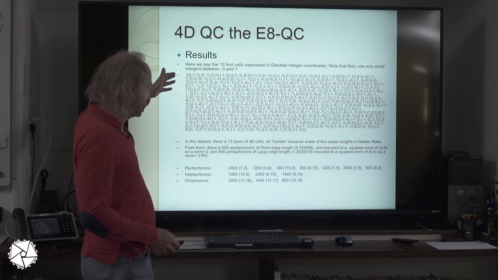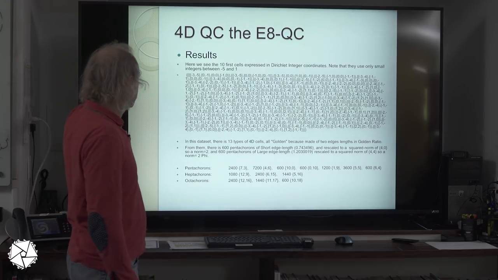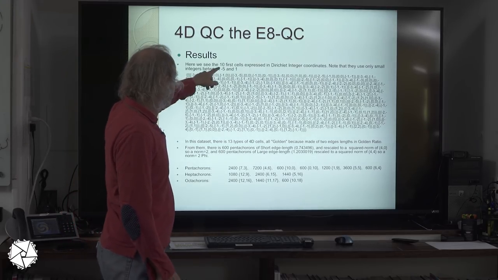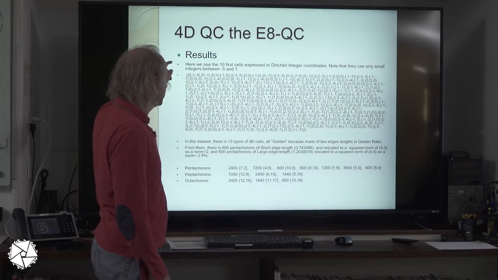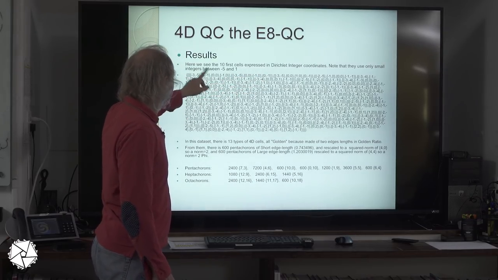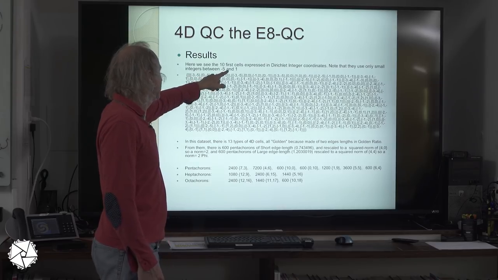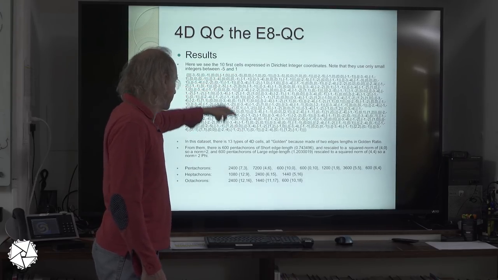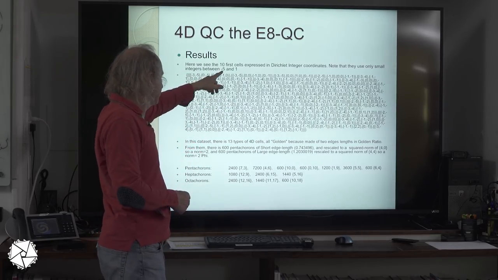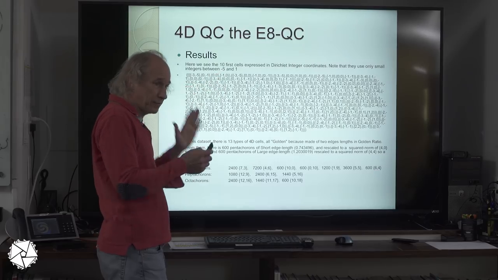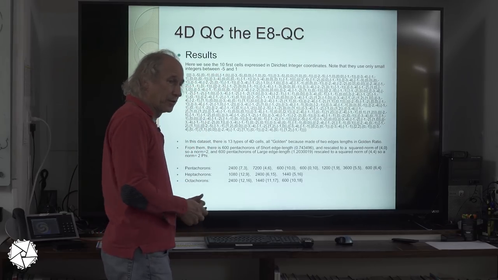Some results for E8: here are the first 10 cells expressed in Dirichlet integer coordinates. It's interesting to see that they have only integers between -5 and 1. And in fact, in the whole E8 quasicrystal, the coordinates are between -5 and 5. So a very, very small number.